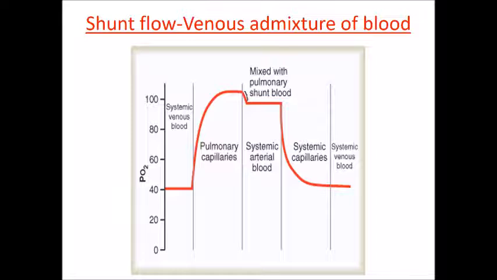Now this blood will enter into capillaries, and in the capillaries gas exchange again takes place. So oxygen will diffuse into tissues. So again PO2 will decrease, and it will decrease up to 40 mmHg. So PO2 varies from 95 mmHg in the systemic arteries to 40 mmHg in the systemic veins.